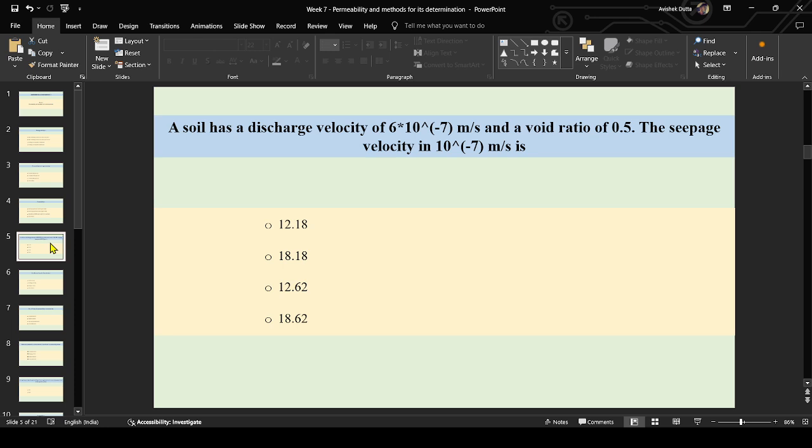I hope you have written the question. In the data, write that the discharge velocity is 6, void ratio is 0.5, and find the seepage velocity. Use the formula and do it, it will be okay. Okay, next question.